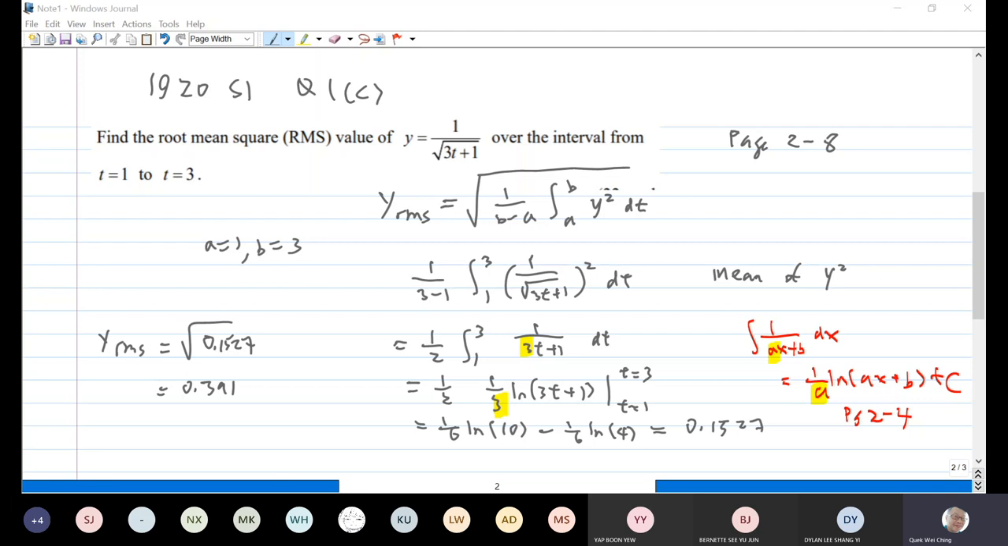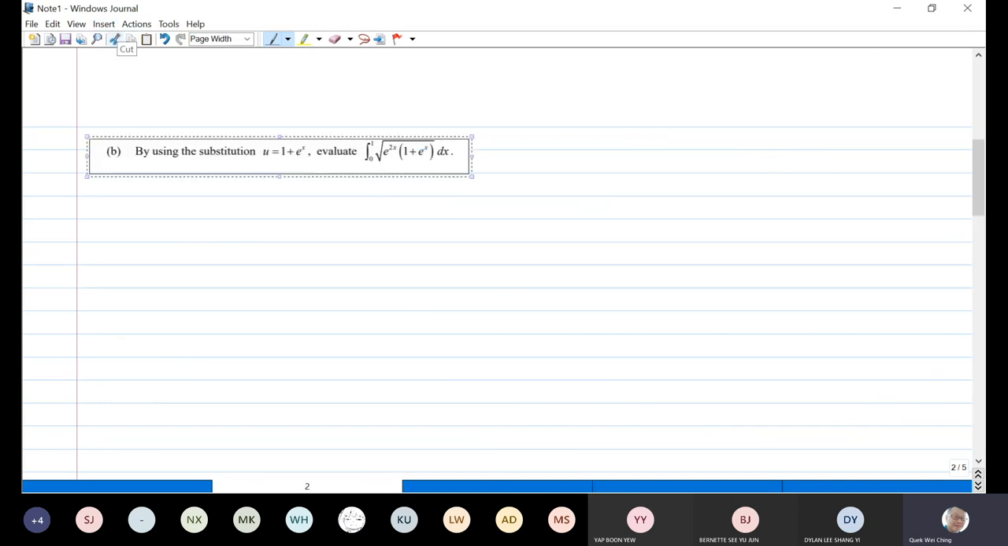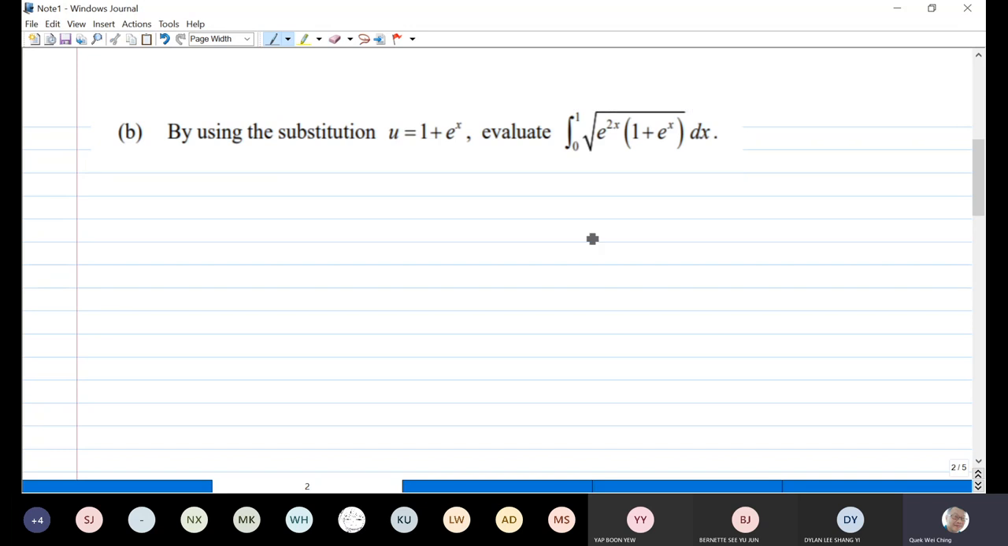Okay, so I do some questions. Let's try a method of substitution. Maybe 2B, right? 2B is a method of substitution. Insert the page here. Maybe I need more space. So 2B. They even give you a hint how to substitute, so this one is not very difficult. So this is question 2b.